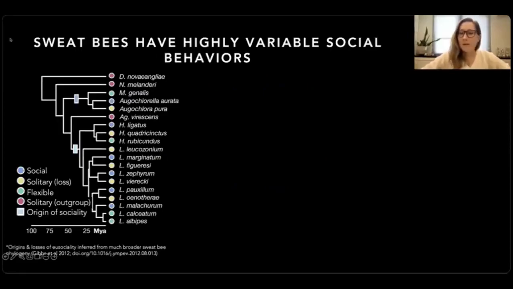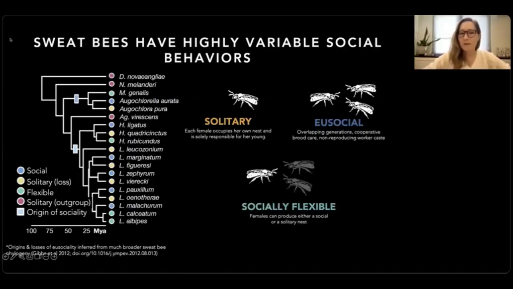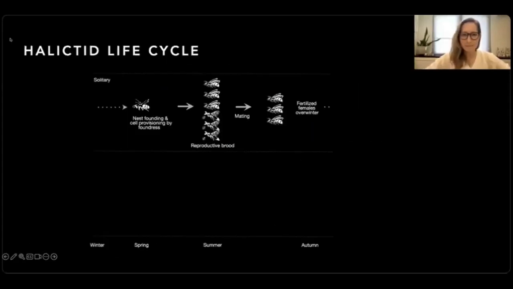And we decided to focus our work on the sweat bees, which is the group of bees we study in my lab. And this is a unique group of socially variable bees, and they span the entire spectrum of social behaviors. So within the sweat bees, we have solitary species where each female occupies her own nest and is solely responsible for her young, as well as eusocial species that exhibit overlapping generations, cooperative brood care, and a non-reproducing worker caste. And there are even socially flexible species where females can produce either a solitary or a social nest, and this often depends on the environmental context that you can find them in.